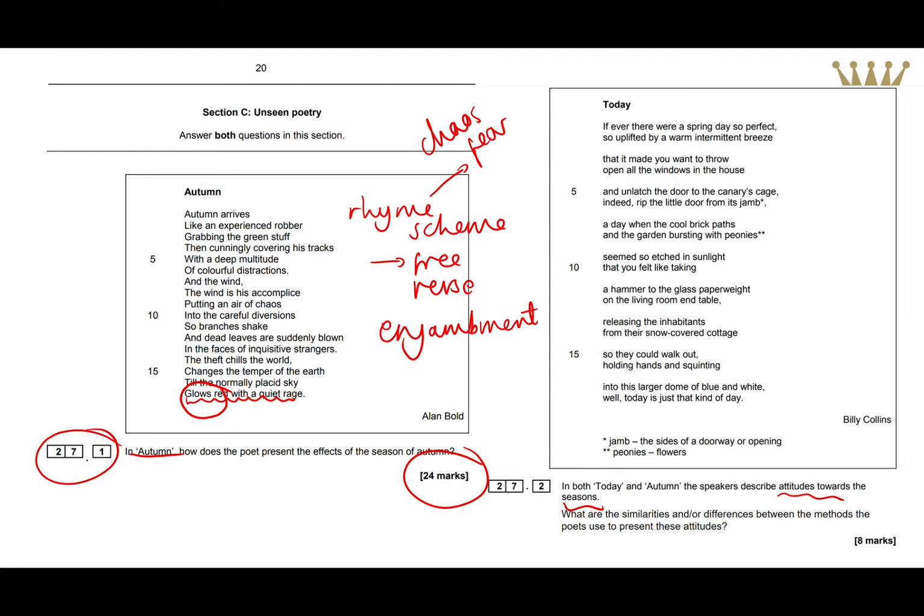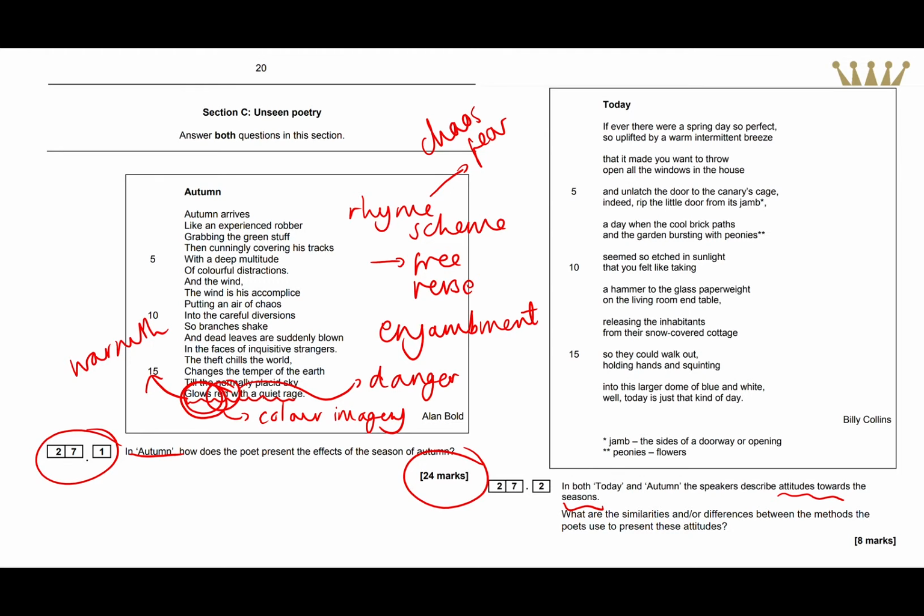So I'm going to talk about "glows red." I'm going to say that's colour imagery. And I'm going to talk about the word "glows," maybe suggests a warmth. But also, because I need to show multiple interpretations, red still makes me think of danger. Alright, that's enough, because I've already written about this poem already.